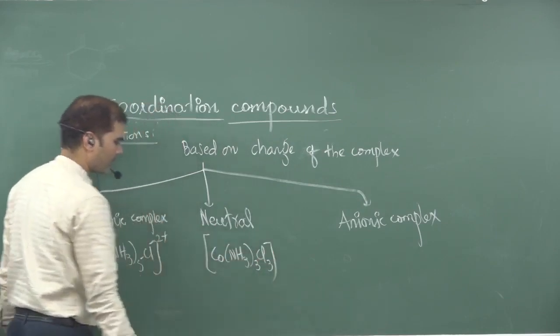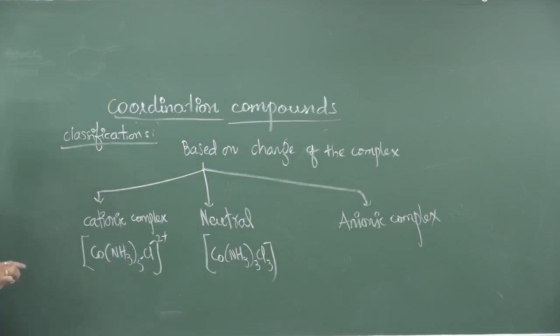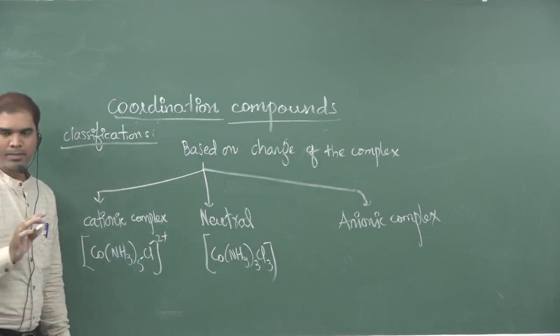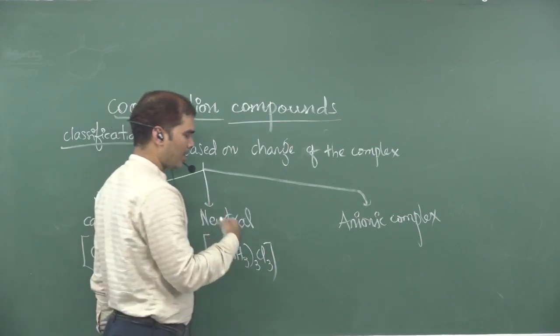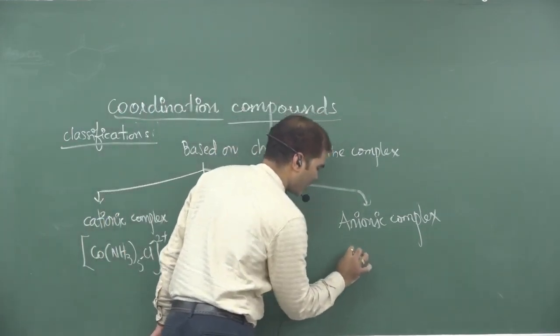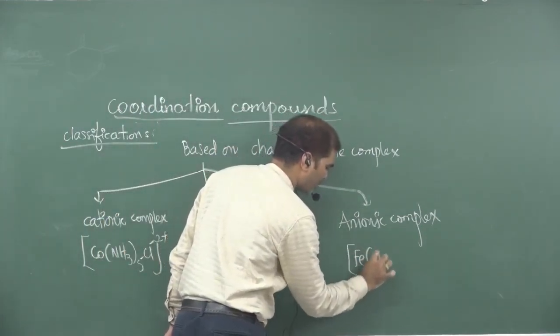Cobalt complexes were the most studied complexes because they are found to be inert complexes. Therefore, they have studied cobalt complexes a lot. So very frequently we give the example of cobalt.